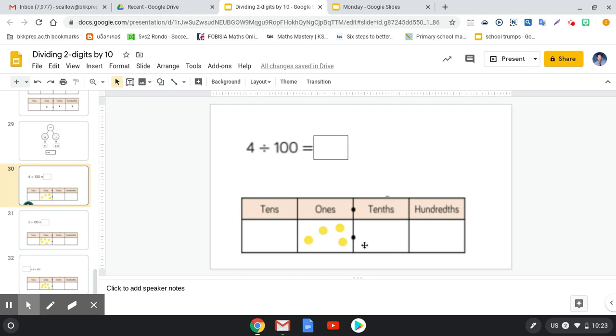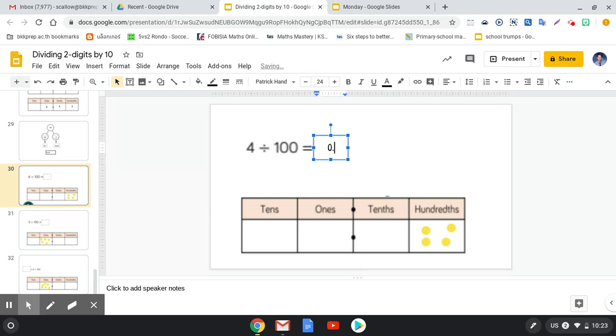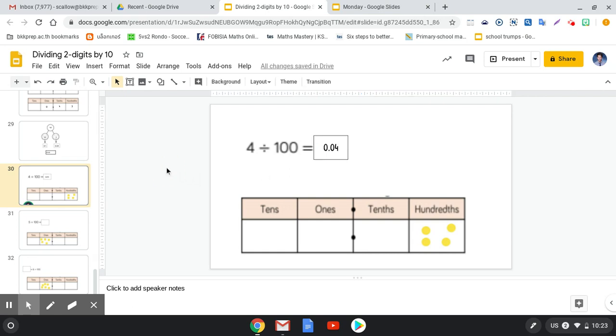4 divided by 100. Well, as I know, all the counters are going to move 2 places. So that would be divided by 10, and that's divided by 100. And again, moves 1, 2 places to the right. So I can see that 4 divided by 100 is 0 ones, because there's nothing in the ones column. There are no tenths either, but there are 4 hundredths. So 4 divided by 100 is 0.04. Or nothing and 4 hundredths.